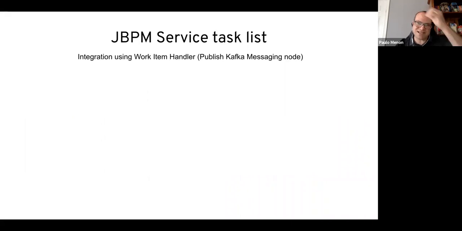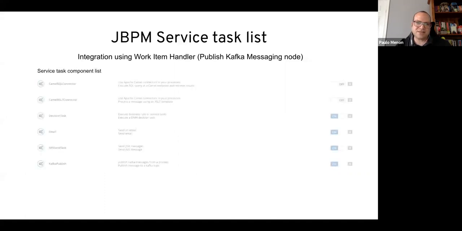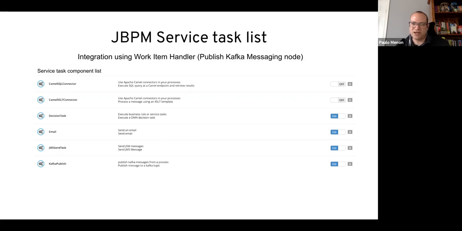So the jBPM service task has a list of tasks. They're all work item handlers. In this service task list, you can have integrations with Camel, decision tasks, emails, or Kafka Publish, which we're going to use today. So this is basically creating custom nodes. They're not just the BPM notation nodes, but you can have an extension list of different nodes. And if you don't find anything already installed on the workbench, you can find in GitHub a list of other integrations, like with Google Docs or Twitter or other things. And if you can't find a custom node, a work item handler that's already ready for you to use, you can then create your own.